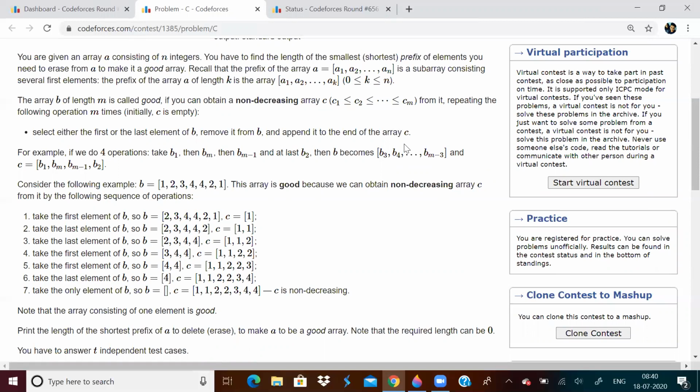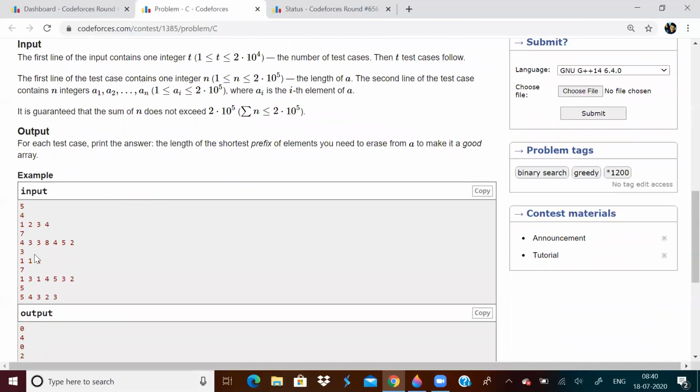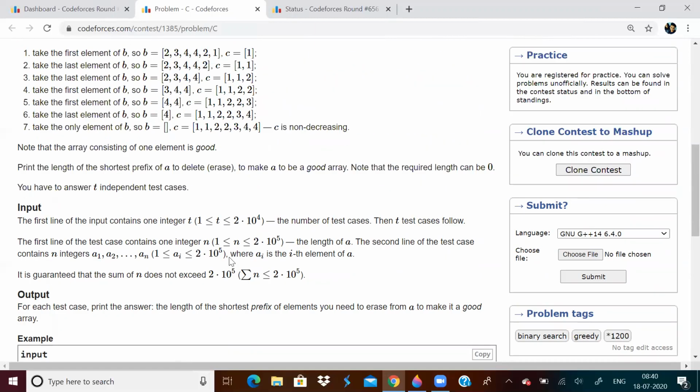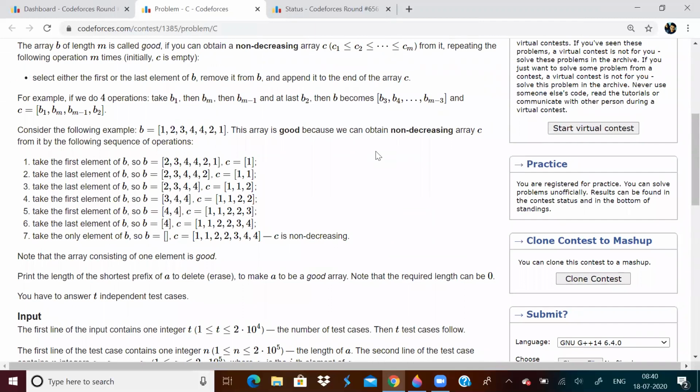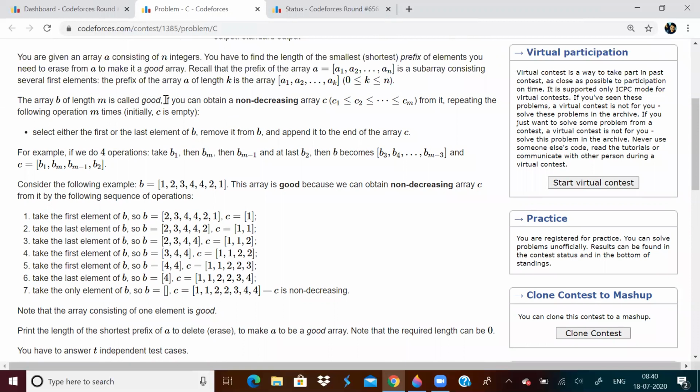That is the prefix. Prefix means from the starting, how many should I remove. The question is asking how many such elements I should remove, and among all of them, the shortest one. That means the minimum number of elements to be removed so that the resulting part of the array can be made into a good array. And a good array is a non-decreasing array you can obtain by doing this.